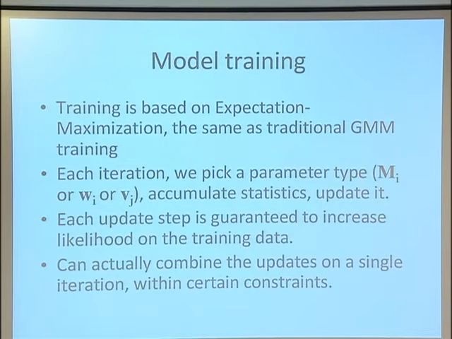And then basically the model training, as the others have mentioned, is an EM process. Each iteration you pick a parameter type and optimize it, and you're guaranteed to increase the likelihood on each iteration. In fact, that's a slight simplification. We can combine some of the parameter types, and most of the time we can combine them all. But some of this is not justified by theory.